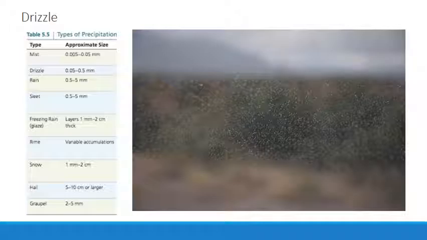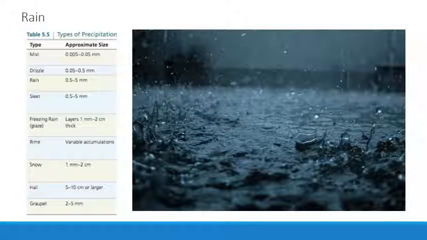Drizzle and small raindrops generally are produced in stratus or nimbostratus clouds, and that precipitation is usually continuous for several hours, or sometimes as long as a day or so. Drizzle is really small uniform droplets that fall from stratus clouds. And let's see, rain. The term rain is restricted just to those drops that fall from a cloud and have a diameter of at least 0.5 millimeters.